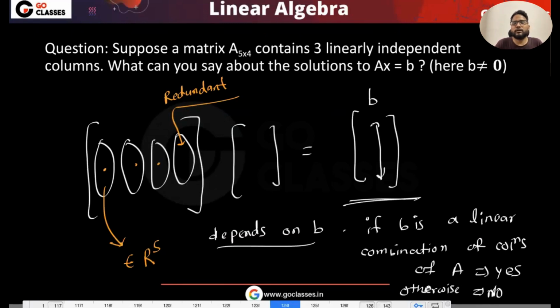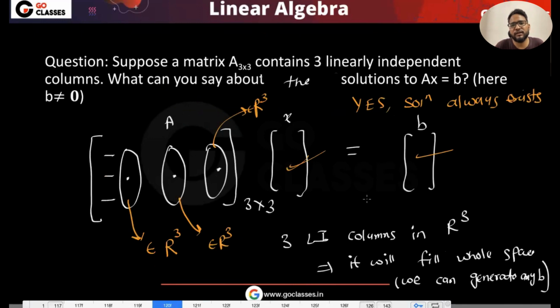Now, if this is clear, now tell me why I was not worrying about this much in this case. Why I said like always exists. Why I have not argued that okay, if B is a linear combination of columns of A, then I have the solution. Otherwise, I do not have the solution. Why I have not said something like this in here?